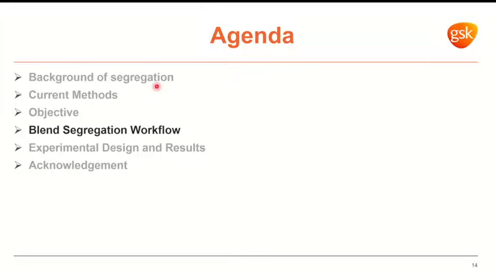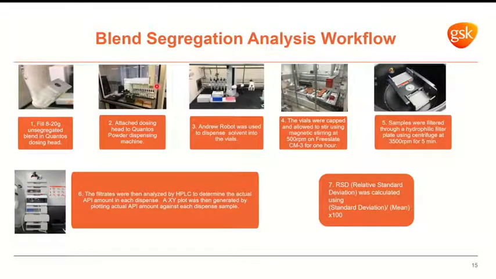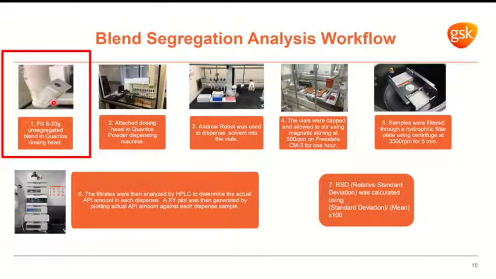So now, how will we use this machine to study the segregation mechanism? In order to do that, we designed the segregation workflow. So here's the blend segregation analysis workflow. Step number one: first of all, I just want you to focus on the first step. The first step is that we are going to fill the dosing head. The dosing head is the small head, you can see over here, that is attached to the machine. We'll fill this with 8 to 20 grams of unsegregated blend, and then we're going to attach it to the machine.